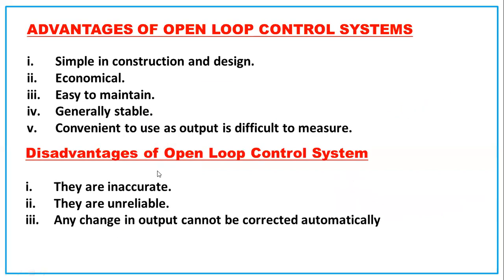Now let's see some advantages and disadvantages of open loop control systems. You can expect a question from here; the university exam can ask this question. The first advantages are: simple in construction and design, economical, easy to maintain, generally stable, and convenient to use when the output is difficult to measure. Then the disadvantage is that they cannot be that accurate because there is no control, right? It's open loop control. They are unreliable. Any change in output cannot be corrected automatically. If we give the input and do not get the desired output, that cannot be corrected automatically. We should do something else. So that's the case of the open loop system.